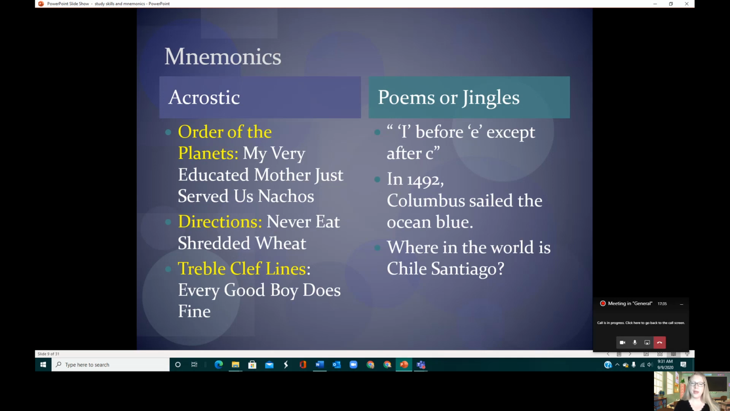Well, I couldn't remember the capital of Chile for the longest time. I just couldn't get it right. We had to memorize all of the countries and their capitals, and I couldn't remember that one. So my mom and I came up with a little jingle, and to this day I still remember it. I'm like, where in the world is Chile? Santiago, right? So it helps you remember it.